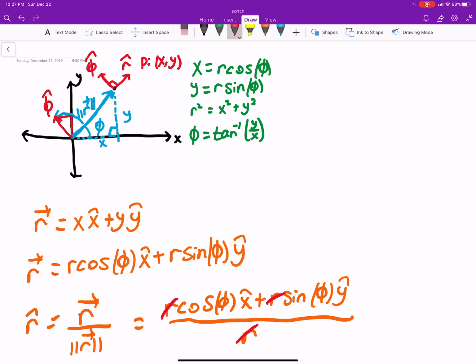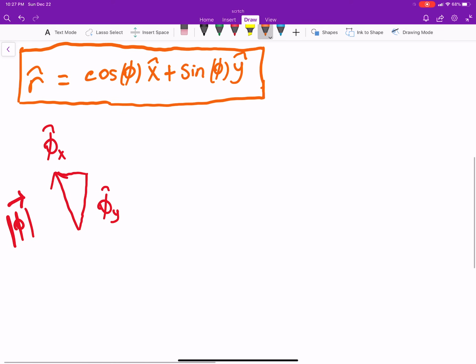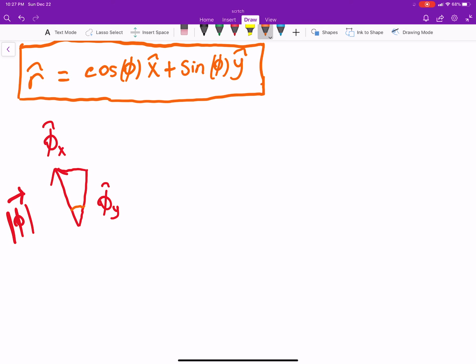Well, this angle right here is going to be 90 degrees minus phi. So then that means this angle is phi. So hopefully that makes the geometry make sense. All right. Then phi hat in the x direction is going to be the magnitude of phi hat times sine of phi. And this is to the left, so there's a negative.